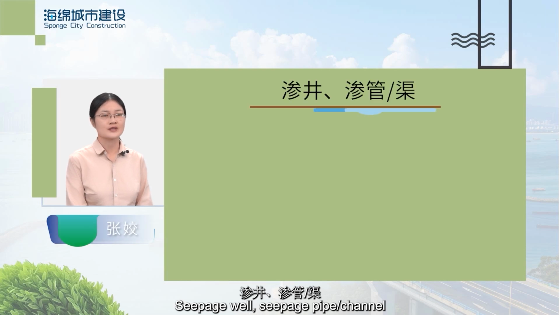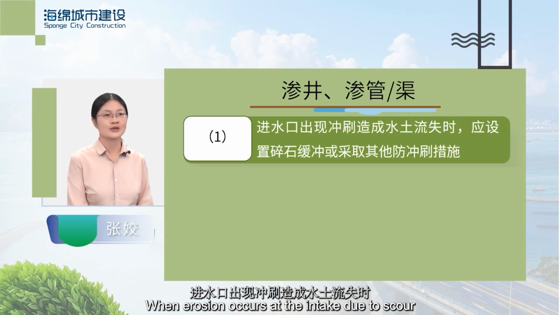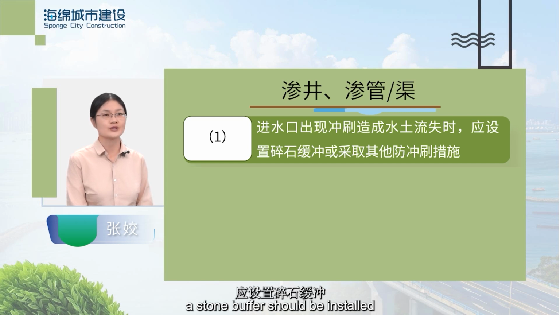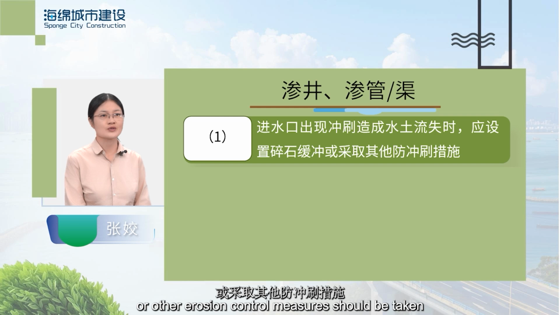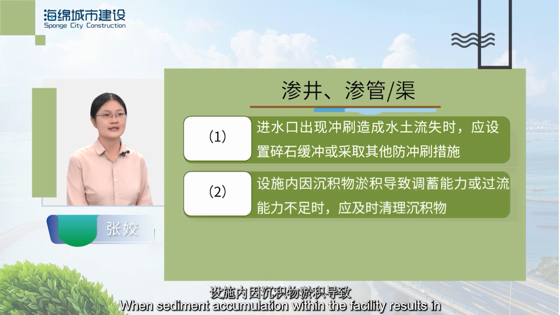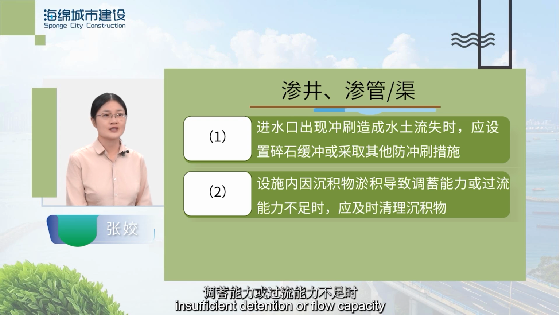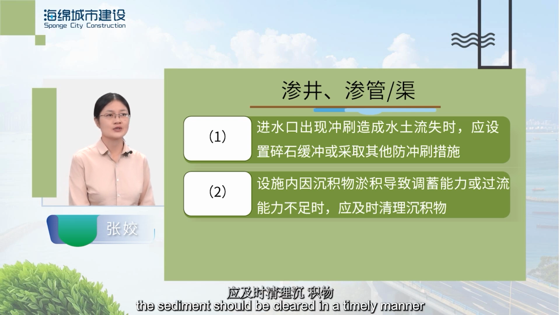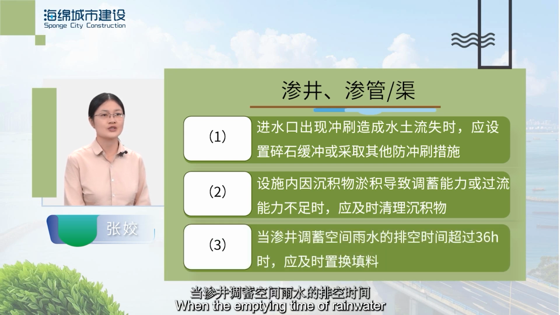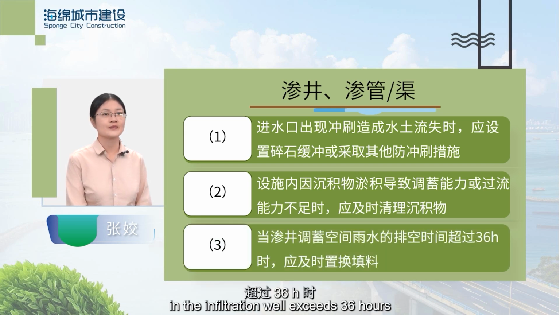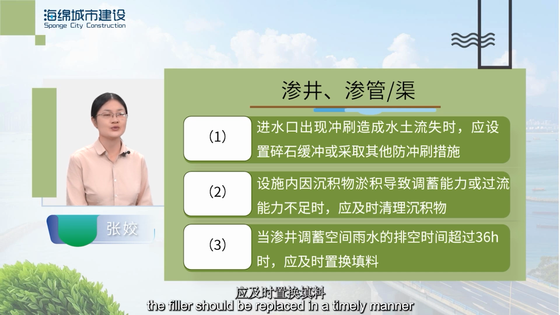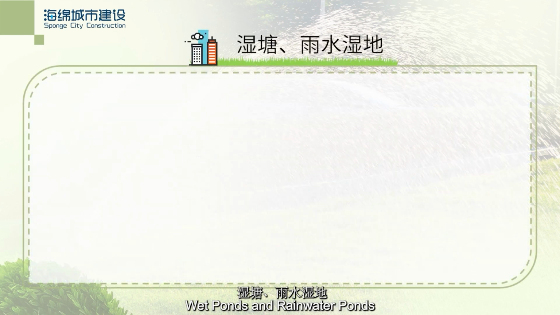Seepage well, seepage pipe, channel. When erosion occurs at the intake due to scour, a stone buffer should be installed, or other erosion control measures should be taken. When sediment accumulation within the facility results in insufficient detention or flow capacity, the sediment should be cleared in a timely manner. When the emptying time of rainwater in the infiltration well exceeds 36 hours, the filler should be replaced in a timely manner.